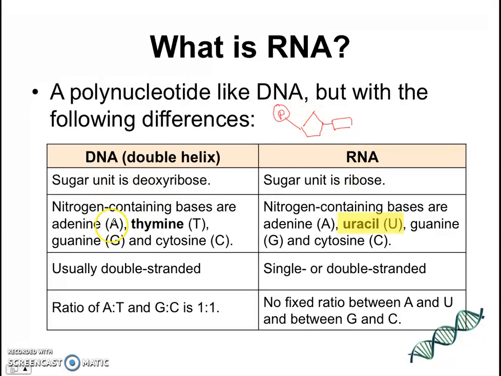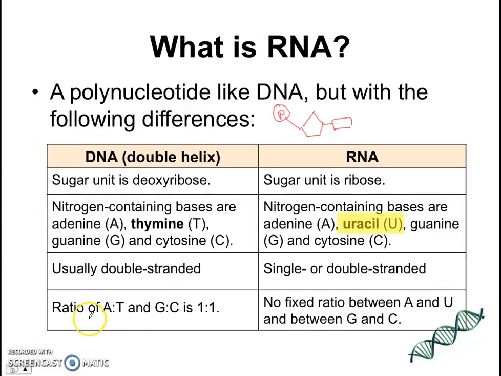The second difference is that in DNA, the bases come in four forms: A, T, G, and C. But in RNA, the bases come in four forms as well, but instead of thymine, we have uracil. Thirdly, DNA molecules are usually double-stranded, made of two strands which are held together by hydrogen bonds. But RNA can be either single or double-stranded. For example, your messenger RNA is single-stranded.